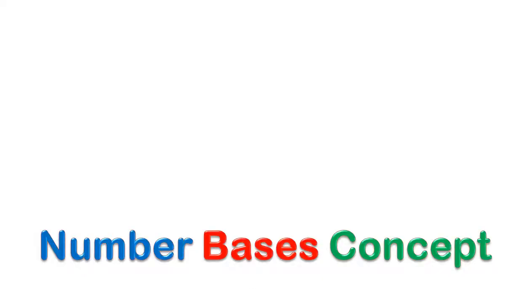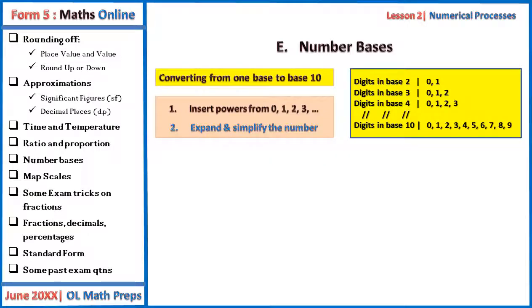We begin with the concept of number bases. To take some examples, to convert from one base to base 10, there are two steps. First, insert powers beginning from 0 and moving towards the left, that is from right to left. Secondly, we expand and simplify the number.